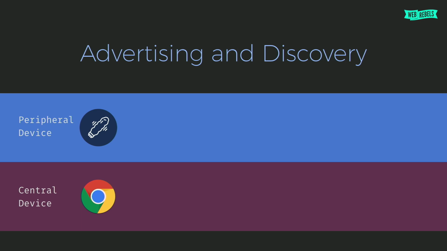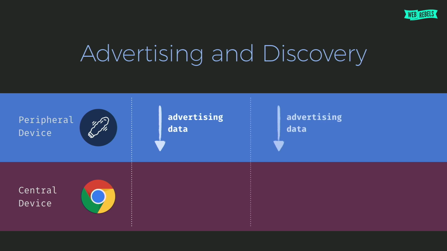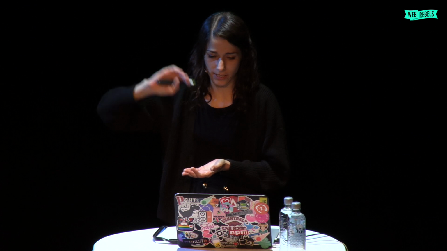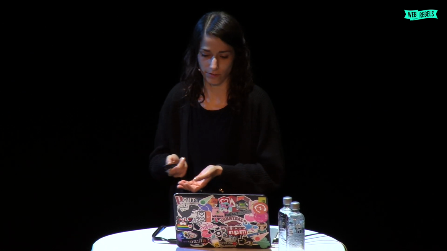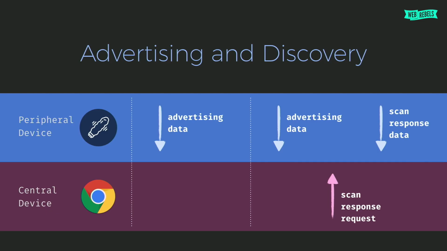The first step of the connection process is made by the peripheral device. It sends its advertising packet within a specific advertising interval again and again until a listening device is interested. And if the listening device, the central device, is interested in sending or getting data from the device, it can send a scan response request, waiting for the scan response answer, the data from the peripheral device.